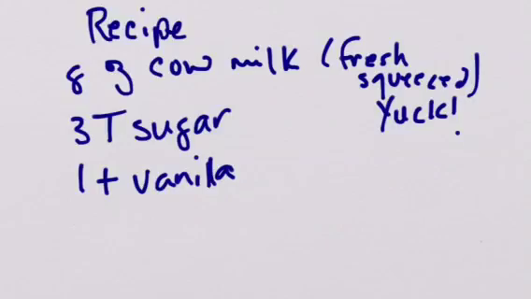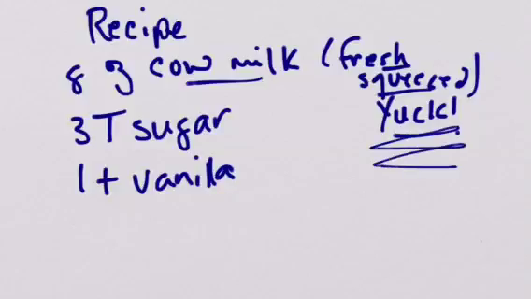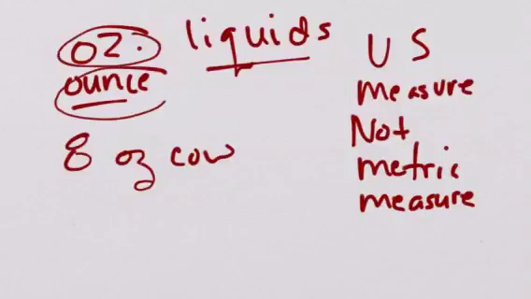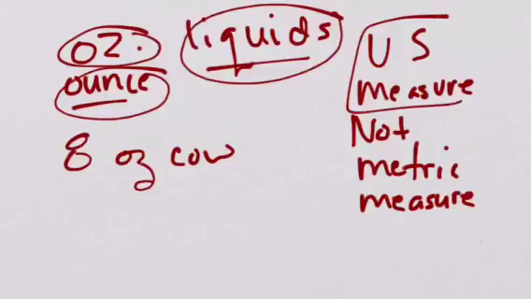So the recipe book said that the way you make ice cream is you take 8 ounces of cow's milk, freshly squeezed, yuck, 3 tablespoons of sugar, 1 teaspoon of vanilla. So Fred knows what an ounce is because he needs 8 ounces of cow's milk. And the abbreviation OZ means ounce. It's what we measure liquids. It's a U.S. measure. It's not a metric system measure.